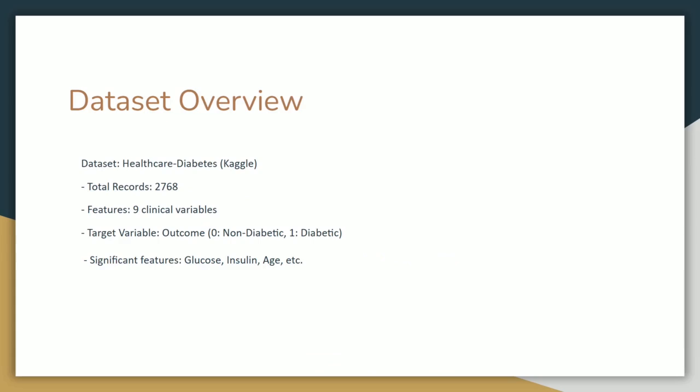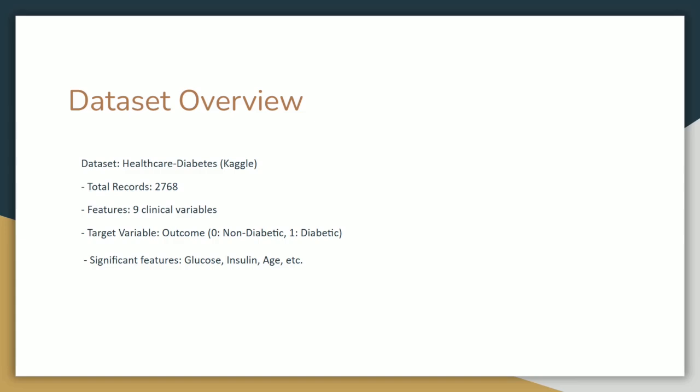Moving to slide 3, dataset overview. We give an overview of the dataset used in our project. We utilize the healthcare diabetes dataset from Kaggle, which contains 2,768 records of patient data. The dataset includes 9 important clinical variables such as glucose levels, insulin, age, and body mass index. These variables are crucial indicators of diabetes. The target variable in our dataset is labeled as outcome, where 0 indicates non-diabetic and 1 indicates diabetic.